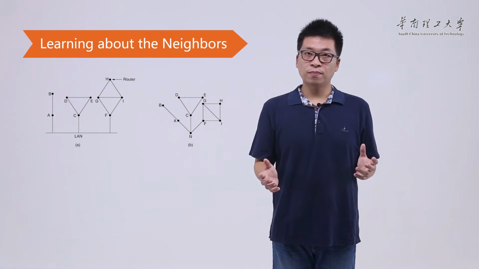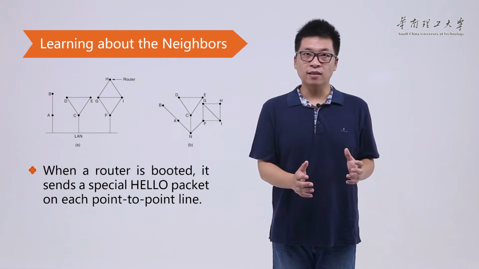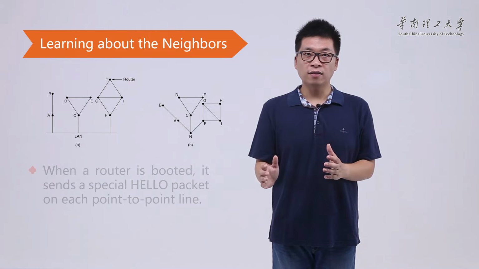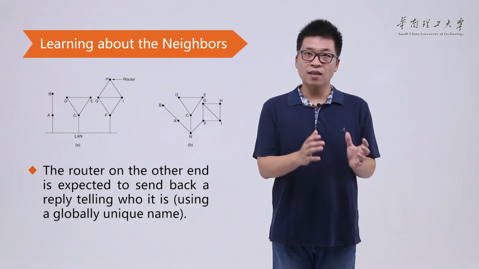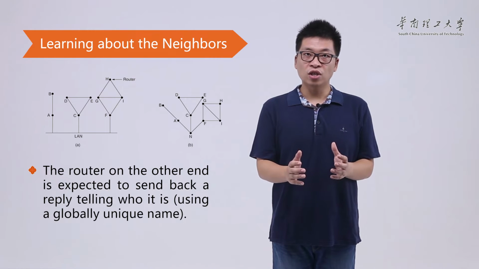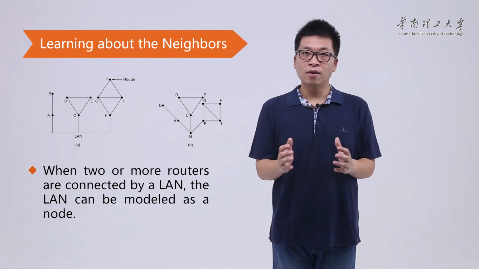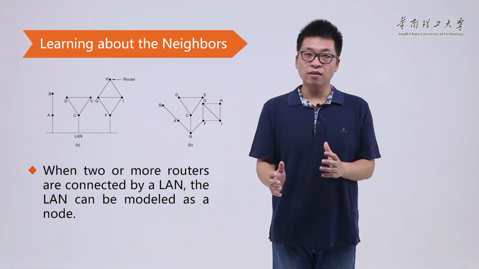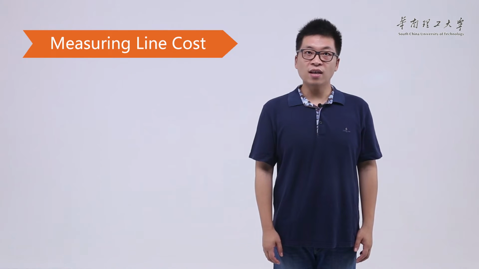Learning about the neighbors. When a router is booted, it sends a special hello packet on each point-to-point line. The router on the other end is expected to send back a reply telling who it is using a globally unique name. By doing this, every node can discover who its neighbors are. When 2 or more routers are connected by a LAN rather than a point-to-point line, the LAN can be modeled as a node.